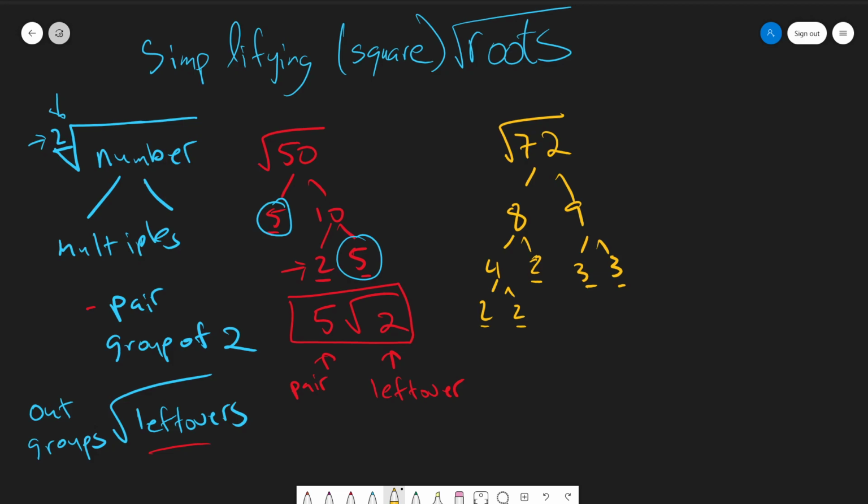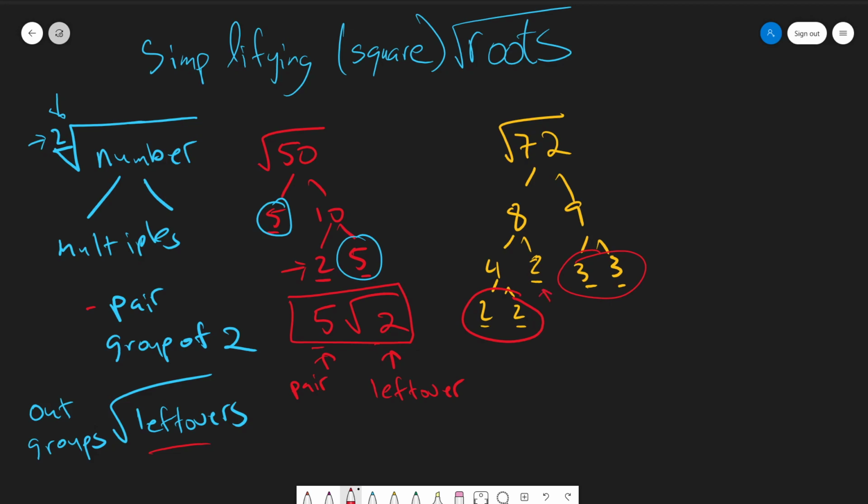So what pairs do I have? Well, I've got this one pair of 2s. This is a third 2, so I can't throw that into a pair. Maybe if I had another 2, I could circle it and make a second pair, like this pair of 3s. So now instead of just having one pair of 5s and a leftover 2, I've got a pair of 3s and a pair of 2s and a leftover 2 still.